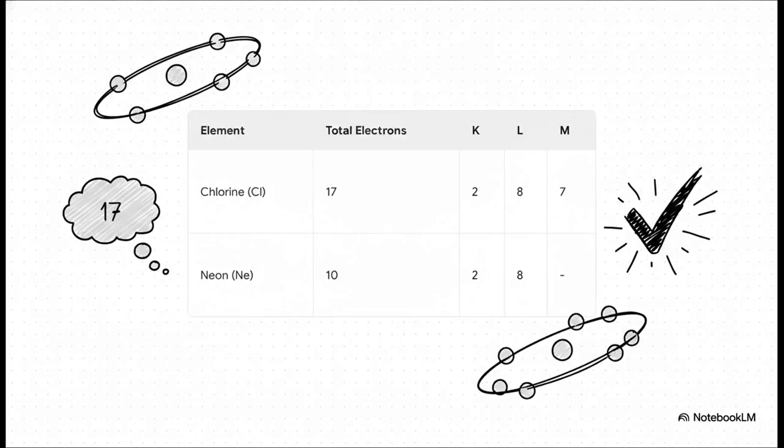Let's practice with 2 more. Take chlorine, which has 17 electrons. The K shell gets 2, the L shell gets 8, that's 10 electrons used up. The remaining 7 go into the M shell, so its configuration is 2, 8, 7. Now what about neon? It has 10 electrons. The K shell gets 2, the L shell gets the remaining 8, so its configuration is 2, 8. Now notice something very important here. For neon, its outermost shell, the L shell, is completely full. Keep that in mind. It's a very important clue for what's coming next.